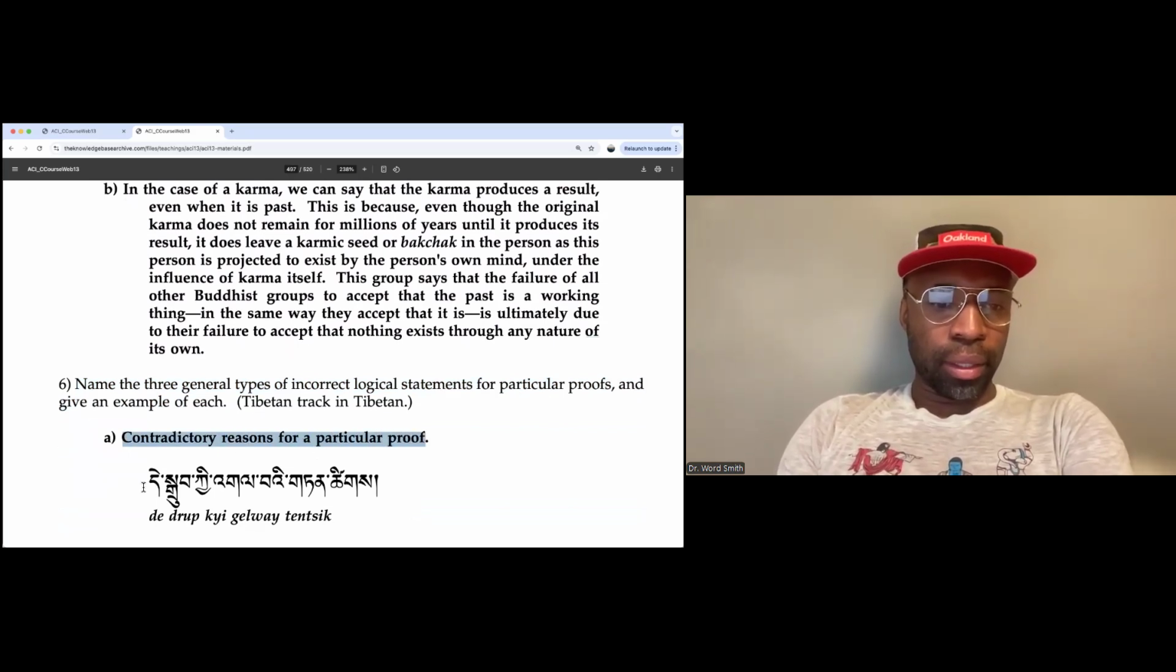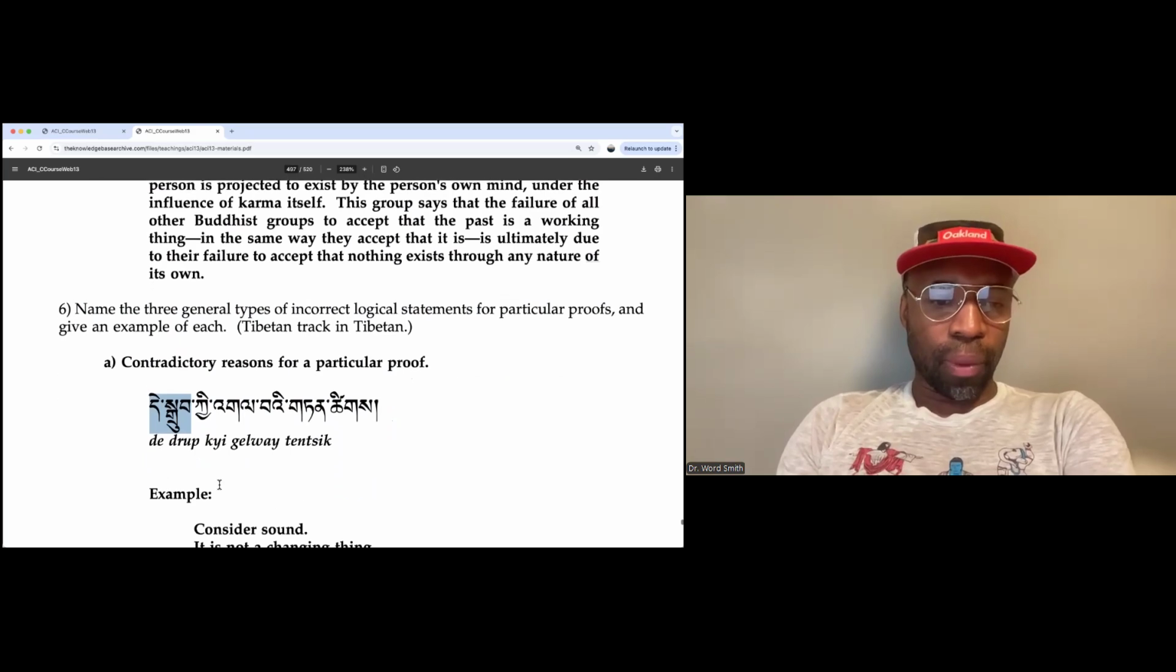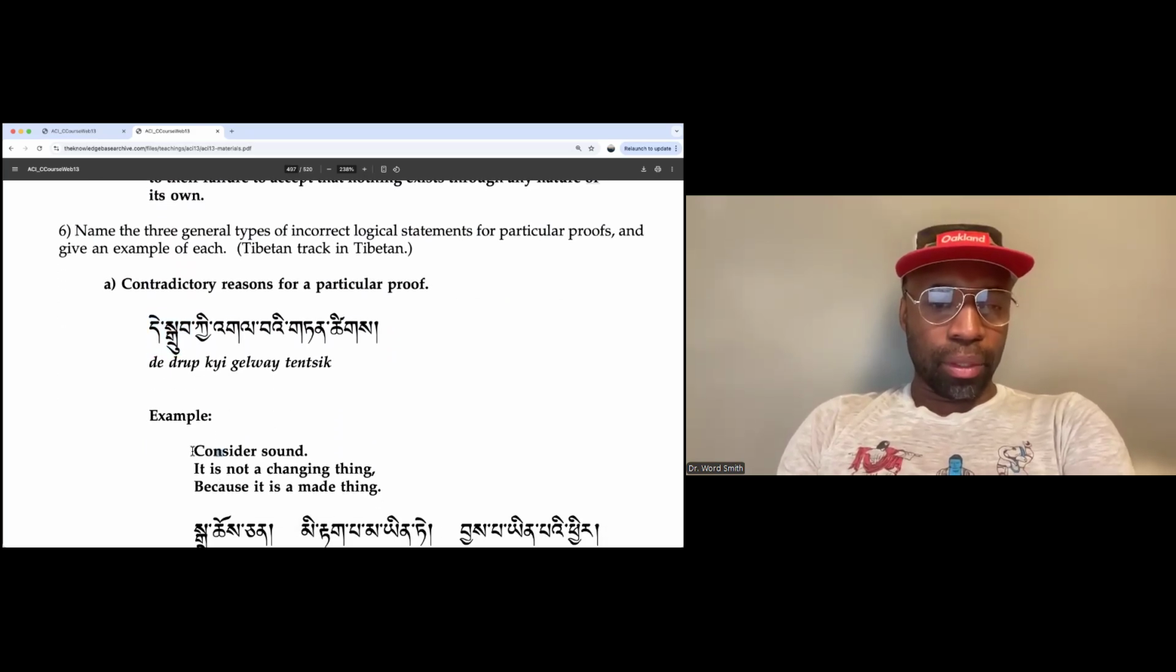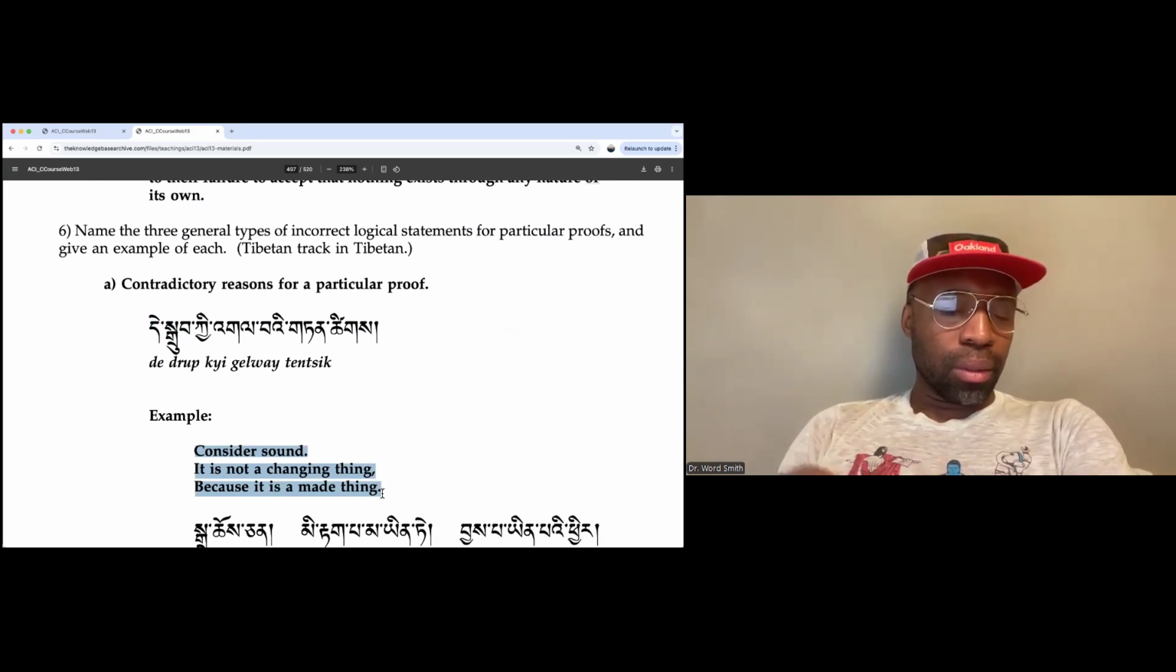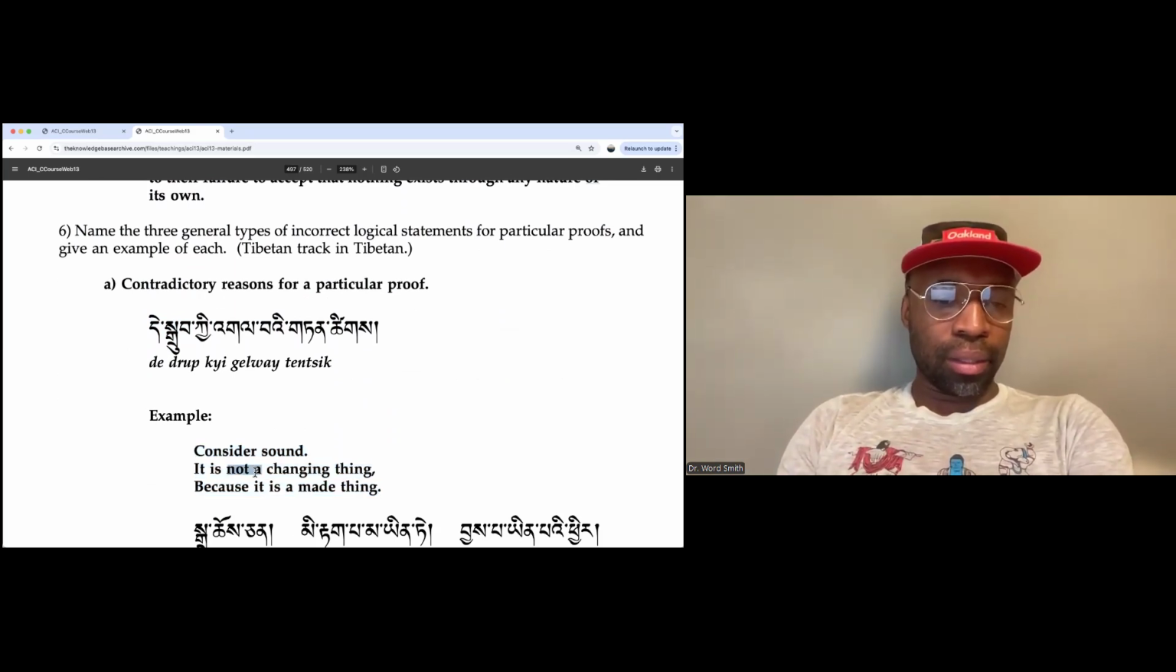Yeah, exactly. A reason for a proof that is contradictory for that proof. Example: consider sound. It is not a changing thing because it's a made thing. It's contradictory because sound is a changing thing.